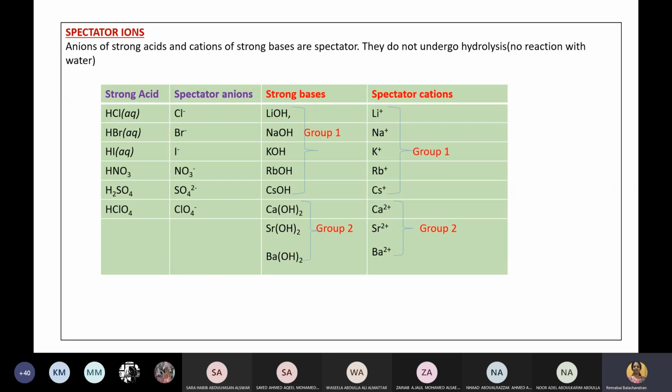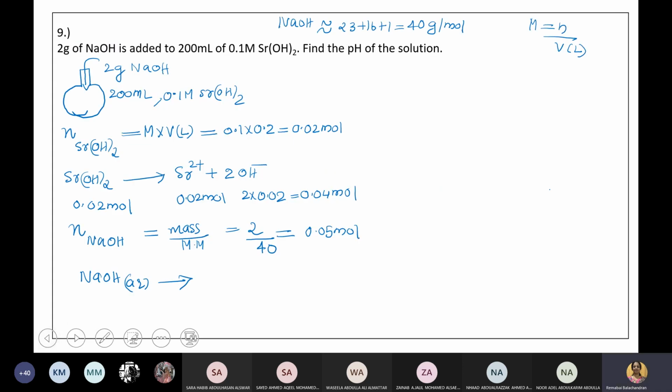Now NaOH is a strong base. It gives Na plus and OH minus, correct? So here we have 0.05 mole. Here you have 0.05 mole.